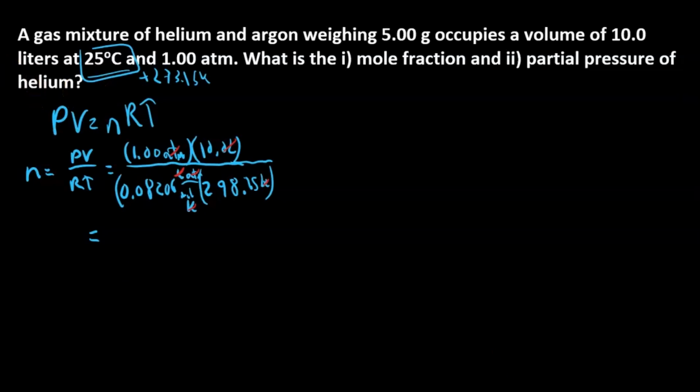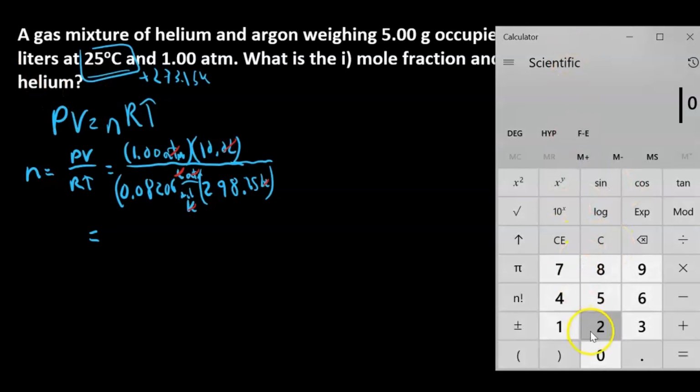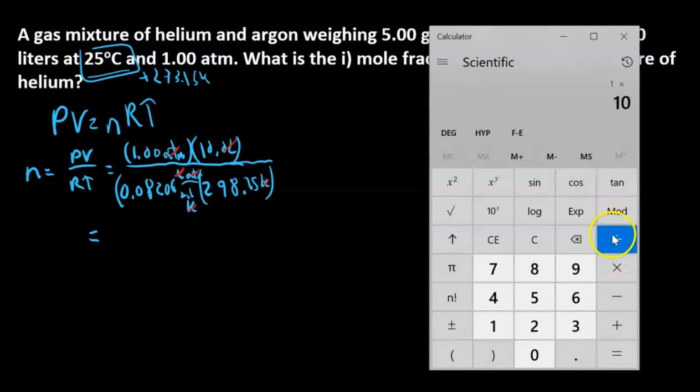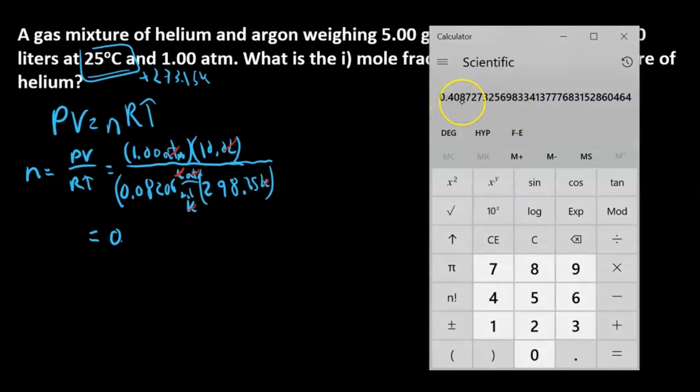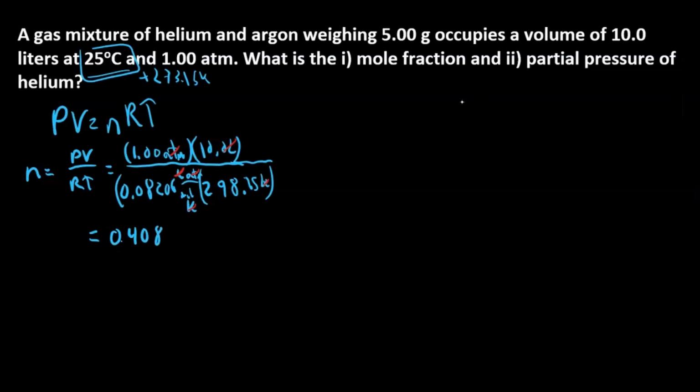Right. So we will plug that in, and we have 1, don't have to really include that, 1 times 10 divided by 0.08206. I put parentheses in the denominator here, times 298.15, close brackets, equals 0.4087, 3 sig figs, and this is how many moles we have here. So this is total moles, right? So this is like our nT, total moles.